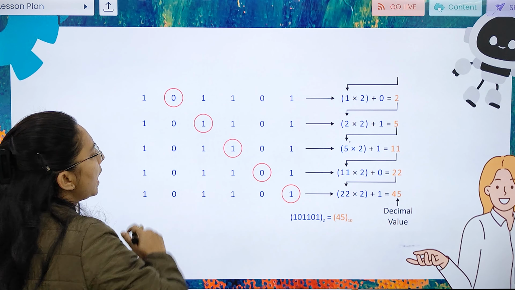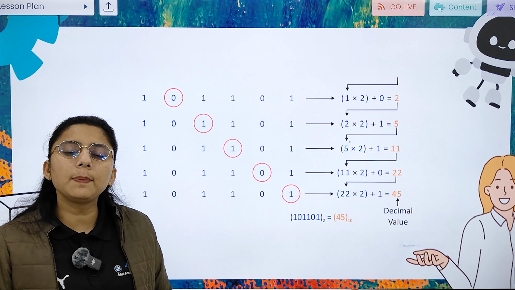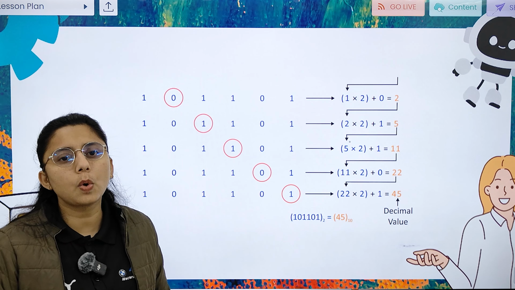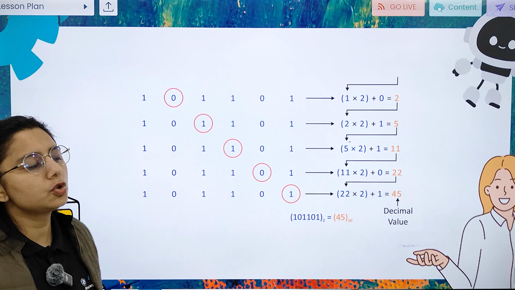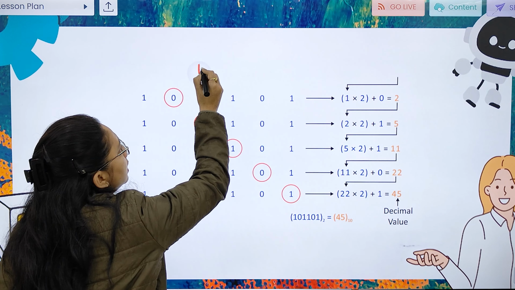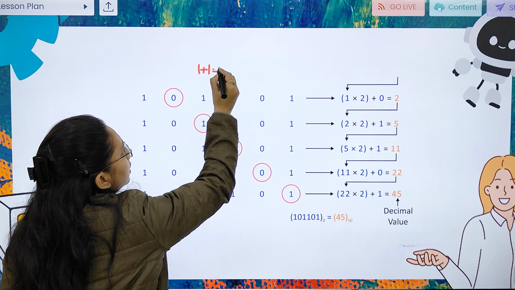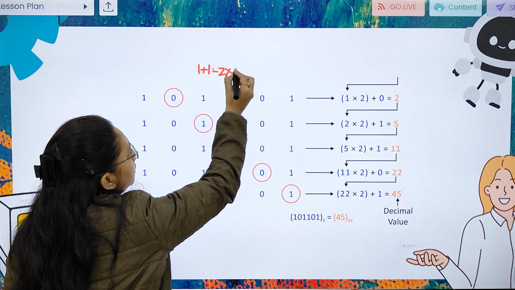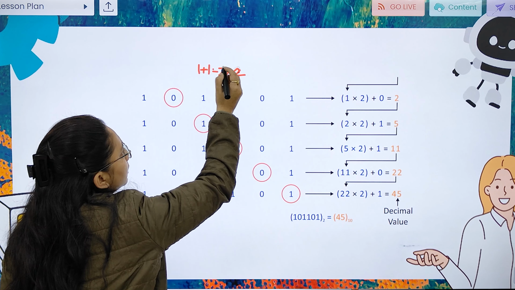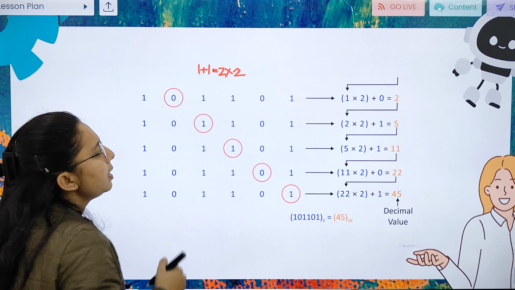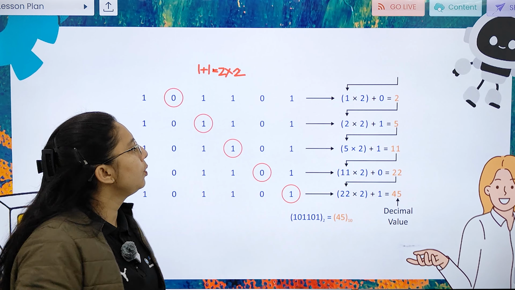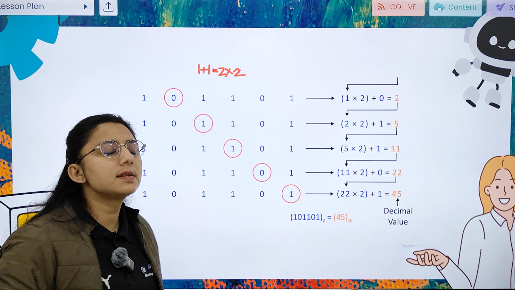Then we have taken 1. You will double the leftmost digit, that is 1 plus 1, 2, and 2 into 2 will be your 4, and you have to add 1. Your answer will be 5.